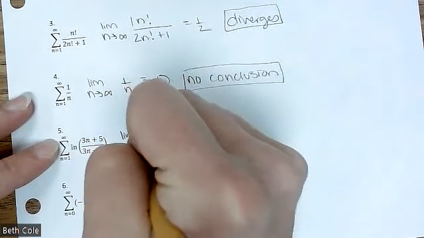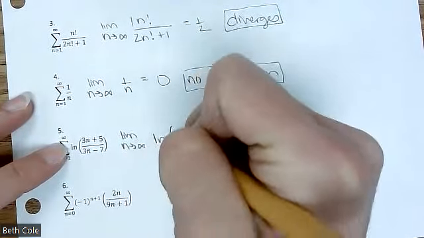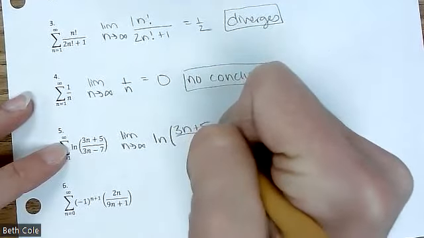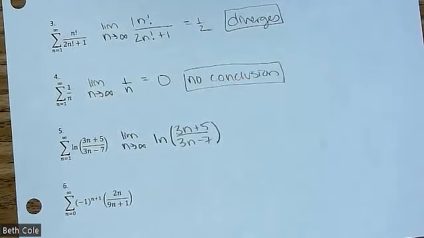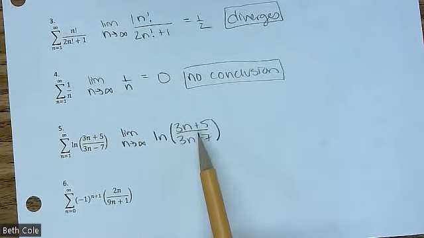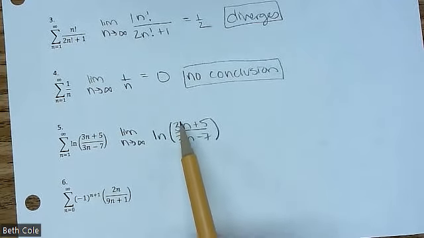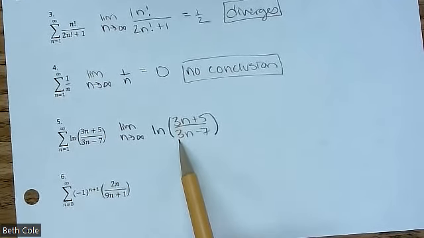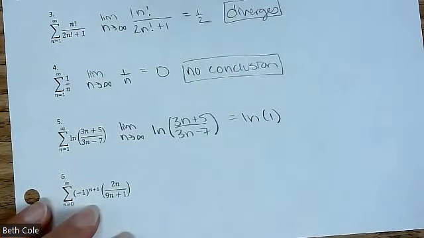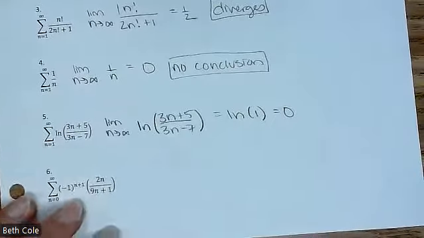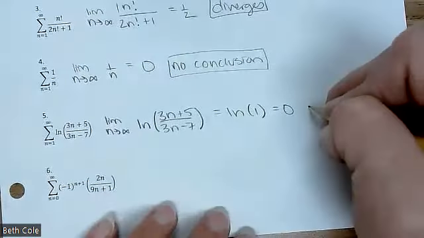Limit as n goes to infinity of ln of all of that stuff. So we're going to do the inside part first. This is n, this is n. So we're going to use the coefficients, which are 3 over 3, which would be 1. So you get ln of 1, which is 0. And so then what's your conclusion? No conclusion.